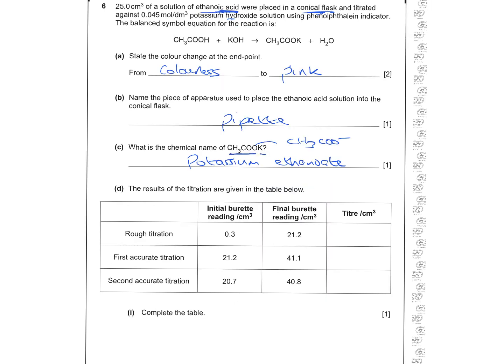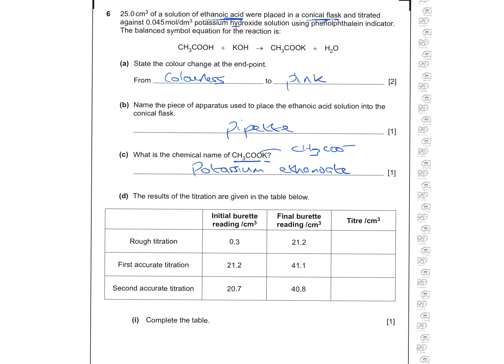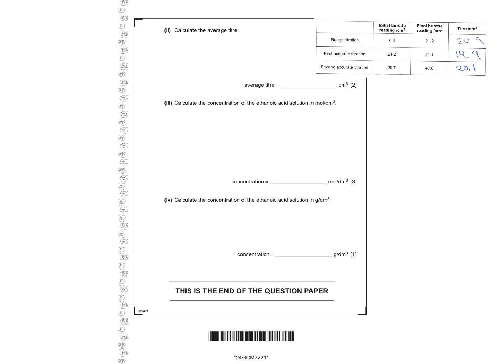D, okay, we just have to work each one of these out. The first one is 20.9, then I've got 19.9, and lastly 20.1. Part 2, then we have to calculate the average titre. Now remember, we'd never include the rough titration, so we're going to use this one and this one. These are concordant values. They're within 0.2 cubic centimetres of each other.